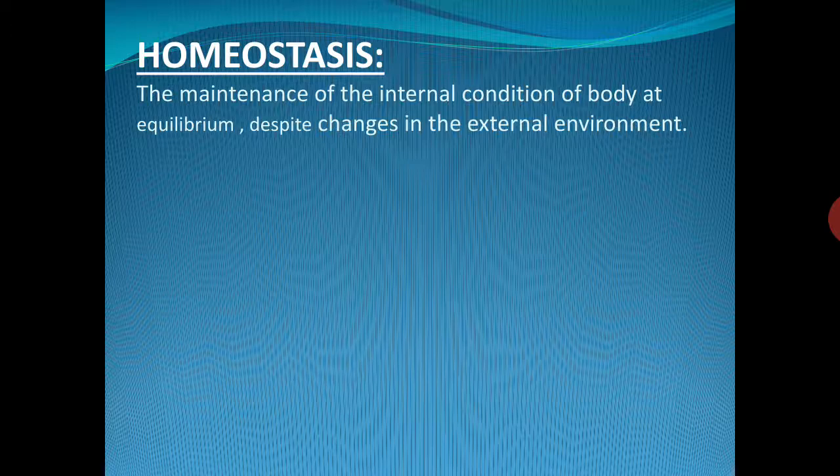What is homeostasis? Homo means same and stasis means equilibrium. So homeostasis is the maintenance of the internal condition of the body at equilibrium, despite changes in the external environment. For example, our blood glucose level remains about 1 gram per liter despite eating a meal rich in carbohydrates.